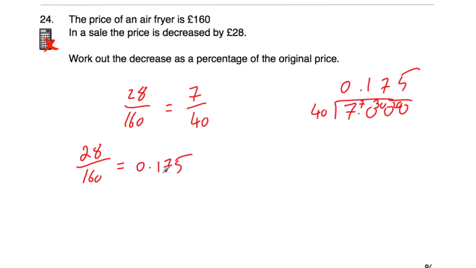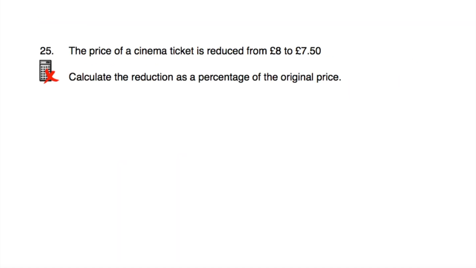So we now know that as a decimal, let's change that to a percentage. That'll be 17.5%. Just times by 100, moving those digits 2 columns to the left. So 17.5%, that's the decrease as a percentage of the original price. Okay, let's look at our next question, question number 25.